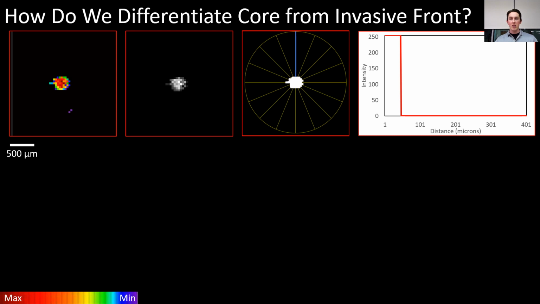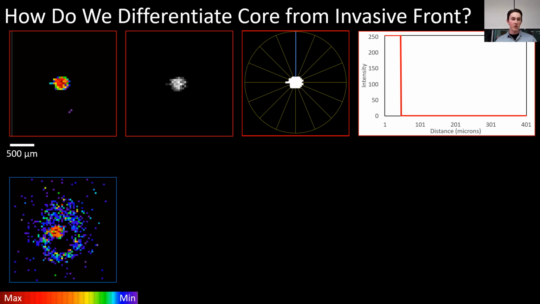In this graph on the right, it shows that sudden drop off from where the core, or the white, suddenly meets the black, or everything after the invasive front, giving us a predetermined core that we can use for every image in the same spheroid following.